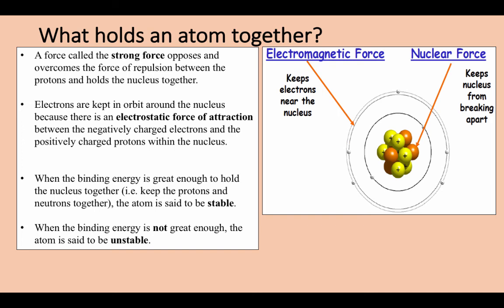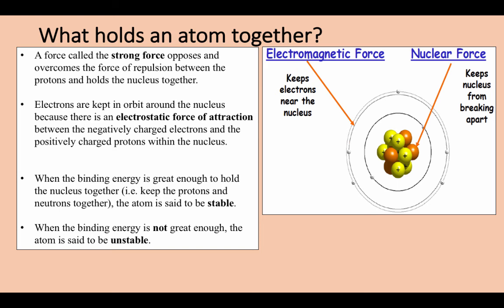The nucleus needs to stay together with the strong nuclear force, and the atom needs to stay together with the electromagnetic or electrostatic force. So if you look at this model on the right, if you look at all those positive charges in the center, those protons, there are a total of 7 protons in the nucleus of that model. Well, we just said in the previous slide that positive charges repel each other. So what's keeping those positive charges next to each other is the neutrons.